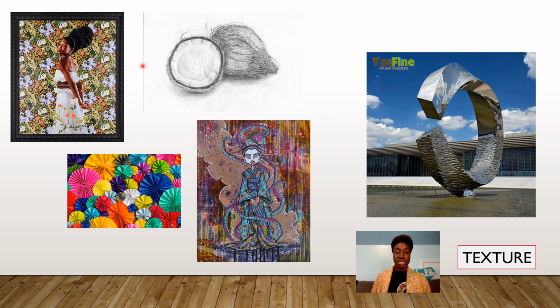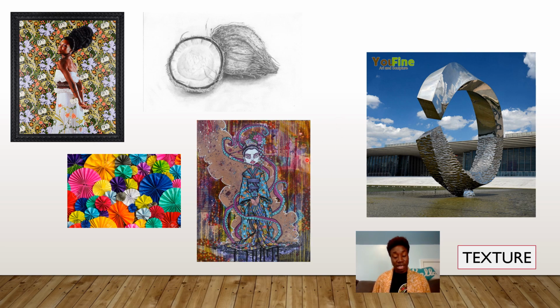Here you can see coconuts. It looks very rough, and then the nut part of the coconut is smooth, and this is just a drawing. This can be two types of texture. It could be actual texture if you were able to touch it, if it were really folded pieces of paper. But if it was a picture of folded paper, you wouldn't be able to touch it, so it's implied.